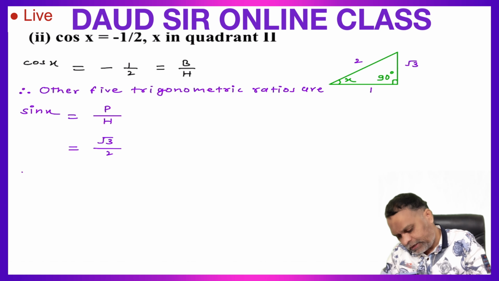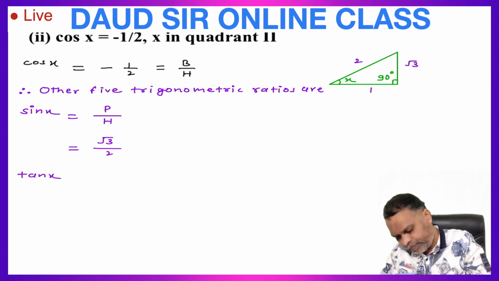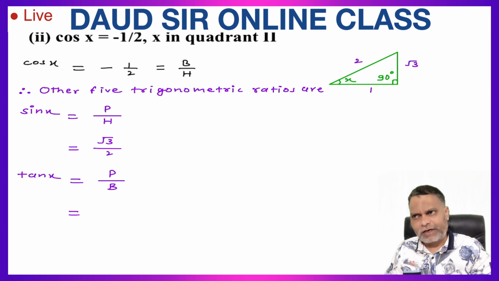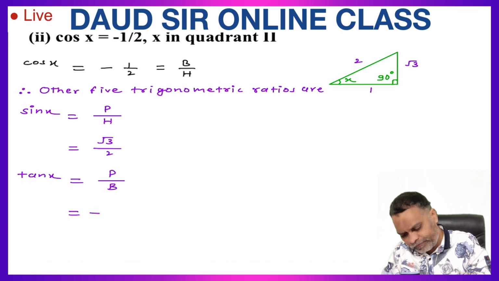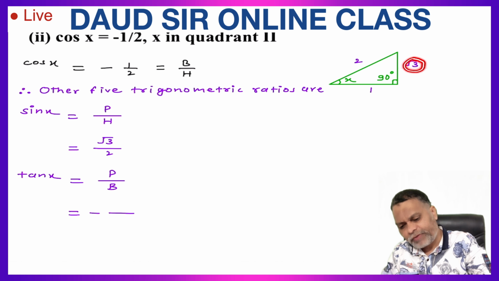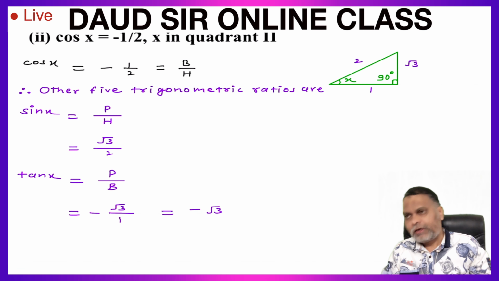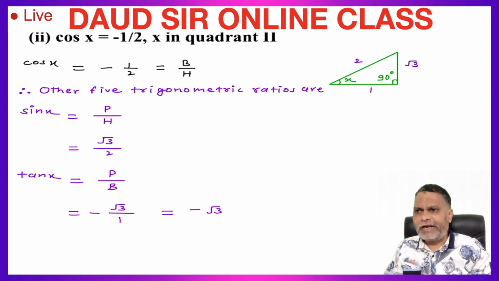Tan. Tan x is equal to perpendicular upon base. Tan x is negative in the second quadrant. So put minus sign and perpendicular upon base, perpendicular root 3 and base 1. Root 3 upon 1, or we can write minus root 3. In the second quadrant, tan is negative, that is why this negative sign is coming.